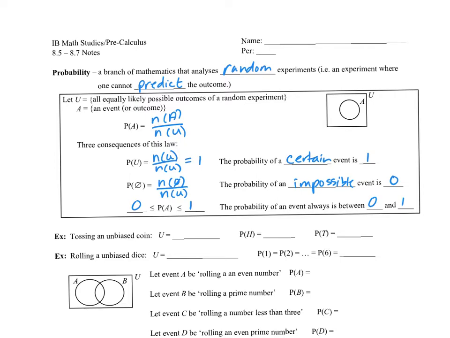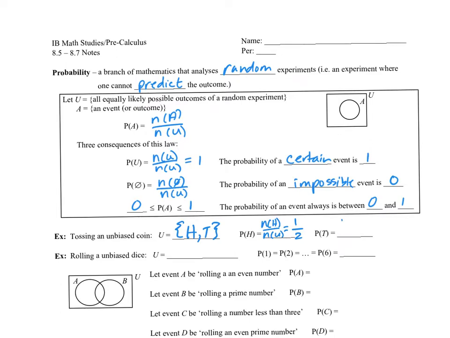So let's look at a couple examples. Let's start with the example of tossing an unbiased coin. So just like at the beginning of the Super Bowl, they'll flip a coin, and it's unbiased. Either heads or tails can come up. So our universal set would represent all possible outcomes, so we can either get heads or we can get tails, okay? The probability of heads happening will be the number of ways that we can get heads out of the number of possible outcomes in the universal set. Well, there's only one way to get heads, and there are two possible outcomes, so that probability is one half.